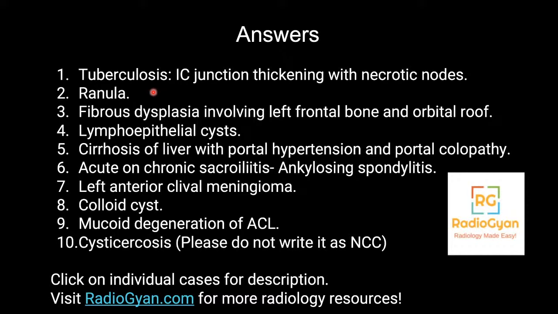cirrhosis of the liver with portal hypertension. We also learned about what is portal colopathy and portal biliopathy. We discussed acute on chronic sacroiliitis in a case of ankylosing spondylitis, meningioma and the associated signs, a colloid cyst and how it can present, mucoid degeneration of ACL and what is the associated sign, and lastly we discussed intramuscular cysticercosis.